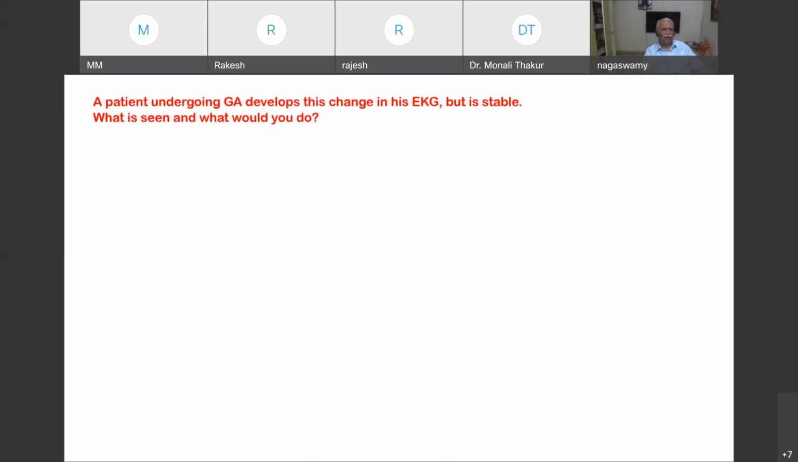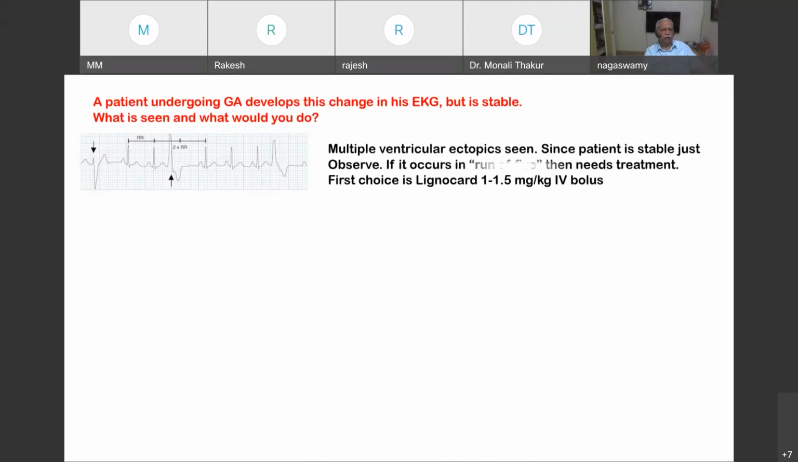Patient undergoing GA has a change in the EKG like this, but he is clinically stable. What is happening here? You can see the pointing arrows are there. What are they? The ECG. Ectopics. Multiple ventricular ectopics seen. Since the patient is stable, observe him. But if they come in what is called a run of 5, then you have to treat it by giving lignocaine 1 to 1.5 milligram.